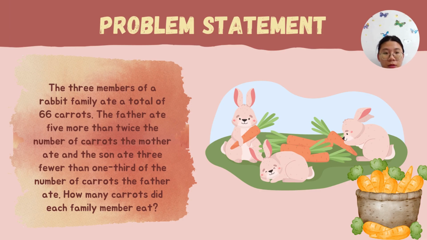This is our non-routine problem. The question is, the 3 members of a rabbit family ate a total of 66 carrots. The father ate 5 more than twice the number of carrots that the mother ate, and the son ate 3 fewer than 1/3 of the number of carrots the father ate. How many carrots did each family member eat?